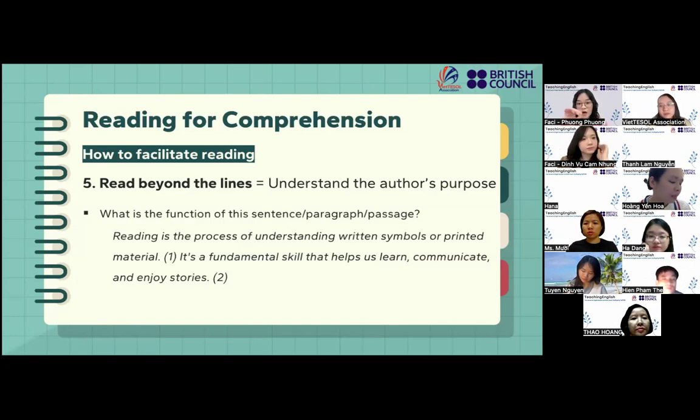And note that I put sentence first and then paragraph and then passage. So we need to start from the details and then we go to the more general, bigger idea. For example, I have a very short paragraph here with 2 sentences. Each of them has a different function. What do you think is the function for sentence number 1 and sentence number 2?